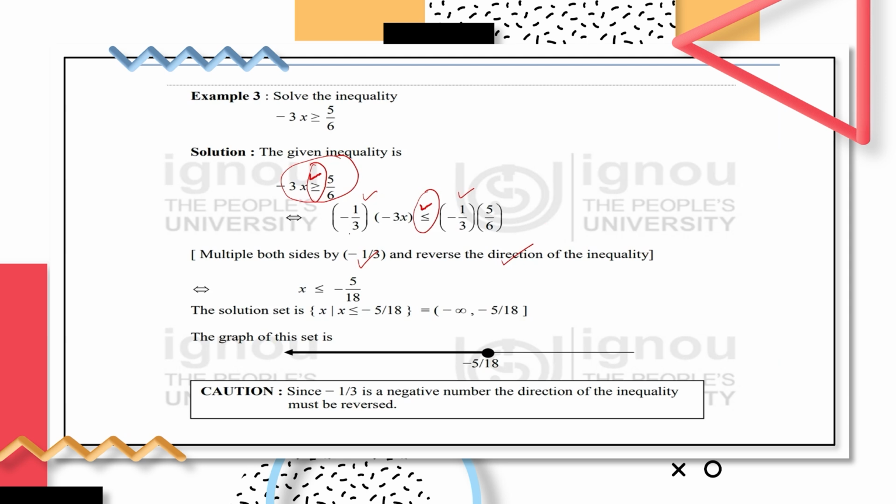Solving, because 3 will cancel out with 3 and minus into minus is plus, so on the left hand side we are remaining only with x. And on the right hand side we will be having the solution as minus 5 by 18. So this is minus 5 by 18. And the solution set will turn out to be x such that x is less than or equal to minus 5 by 18.